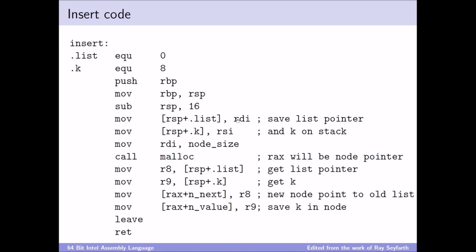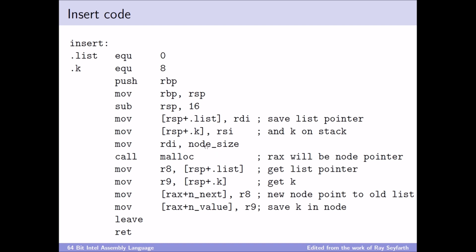Specifically, I'm going to store the first parameter on the stack using the offset list, which will be with the offset of 0. And then I'm going to store my second parameter, which is k in this case, the value that I want my node to contain, into RSP plus k. So it will be based on the offset of 8 on the stack. So now those two values are nice and safe and secure on our stack, so I don't need to worry about losing them when I make a call to my malloc function. Now I wish to actually call malloc.